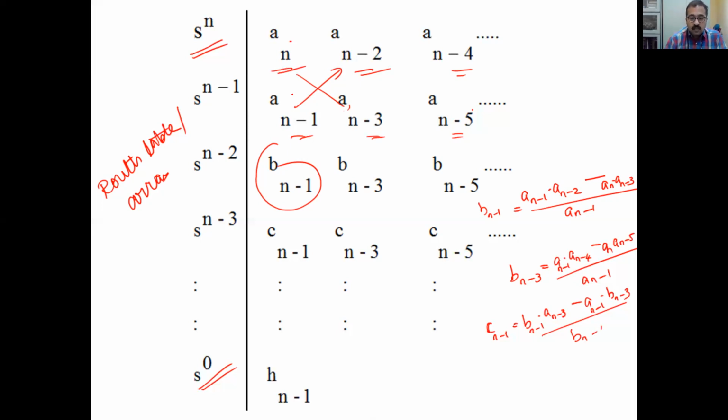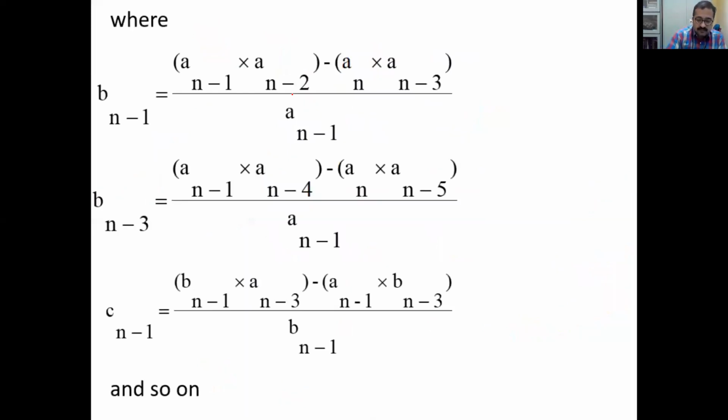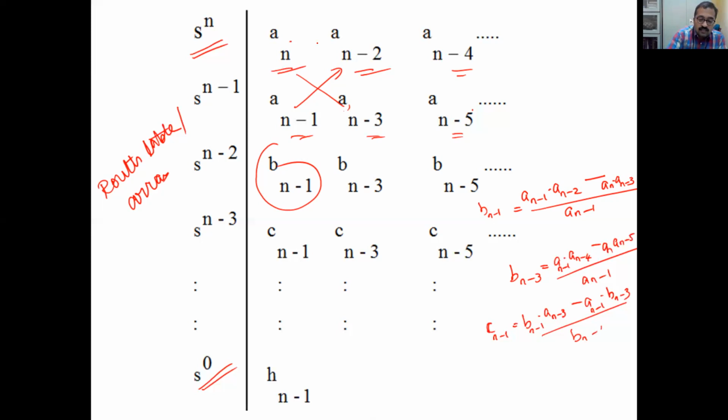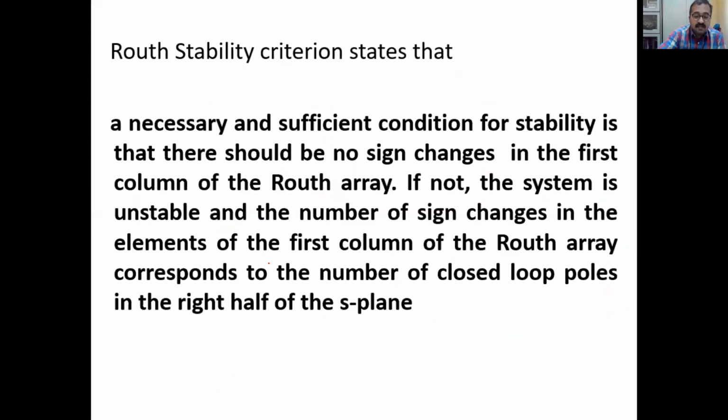Now what next? Now we have to look at the first column of the Routh table. The first column means an minus 1, bn minus 1, cn minus 1, and so on. We have to check if there are any sign changes in the first column. Let me explain what the Routh criterion is.